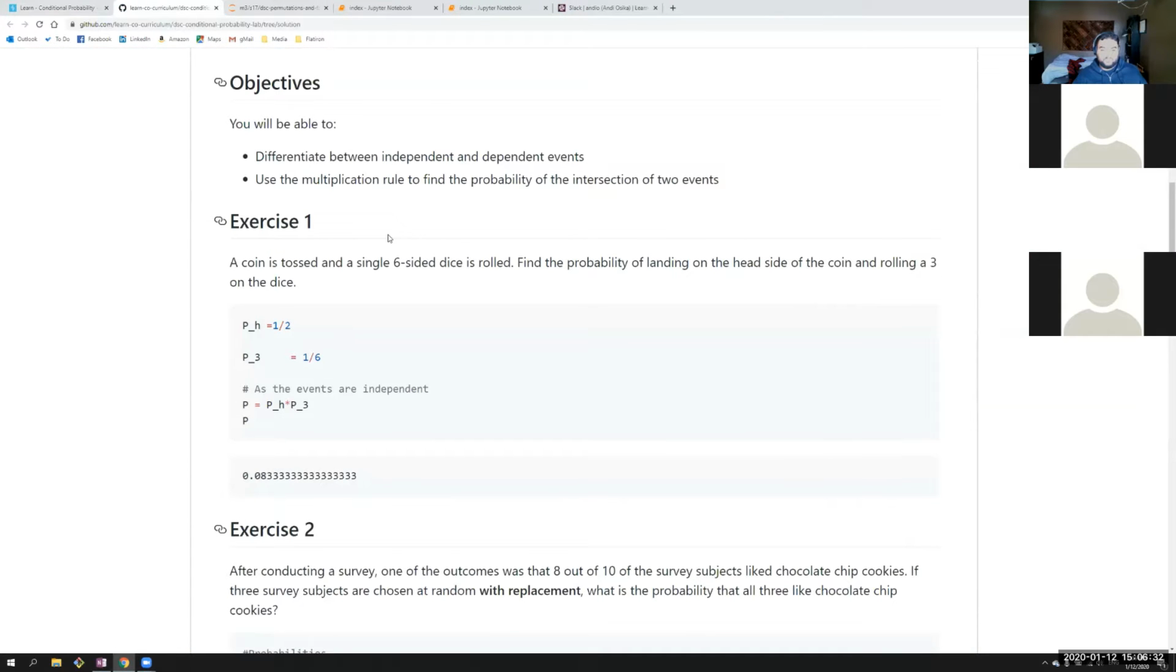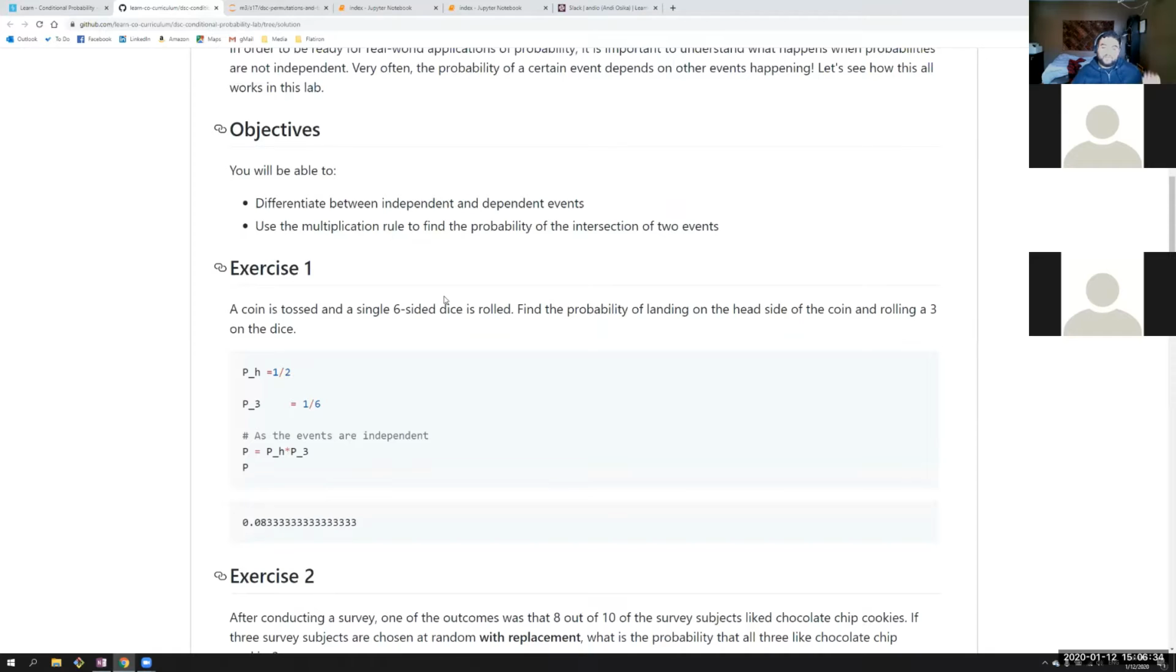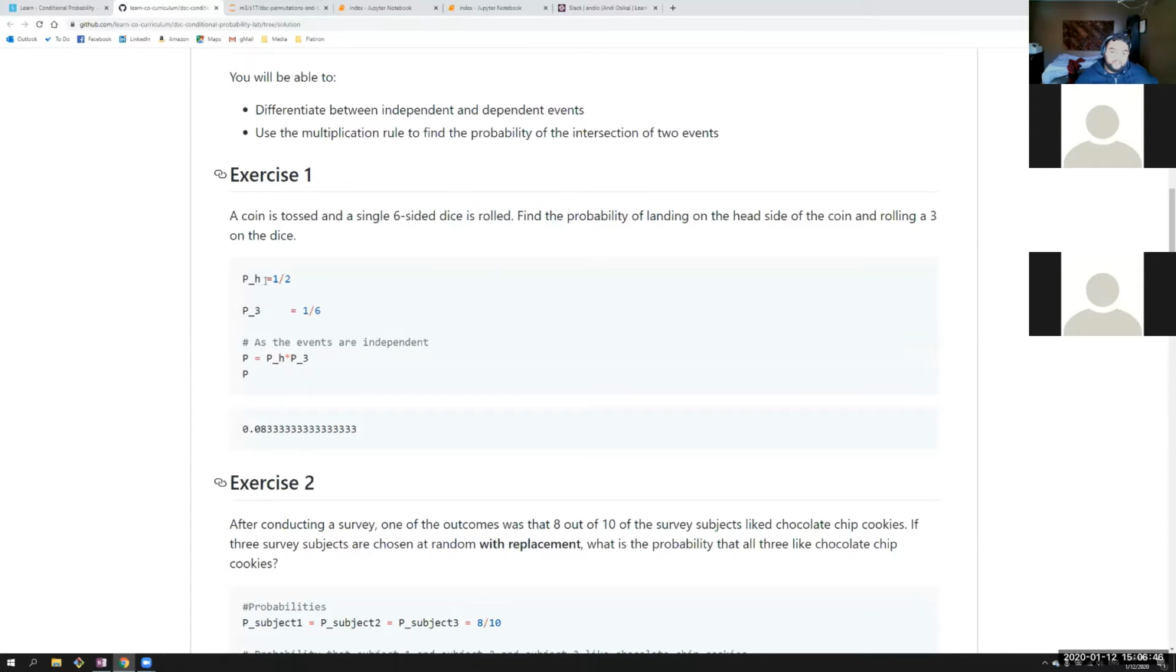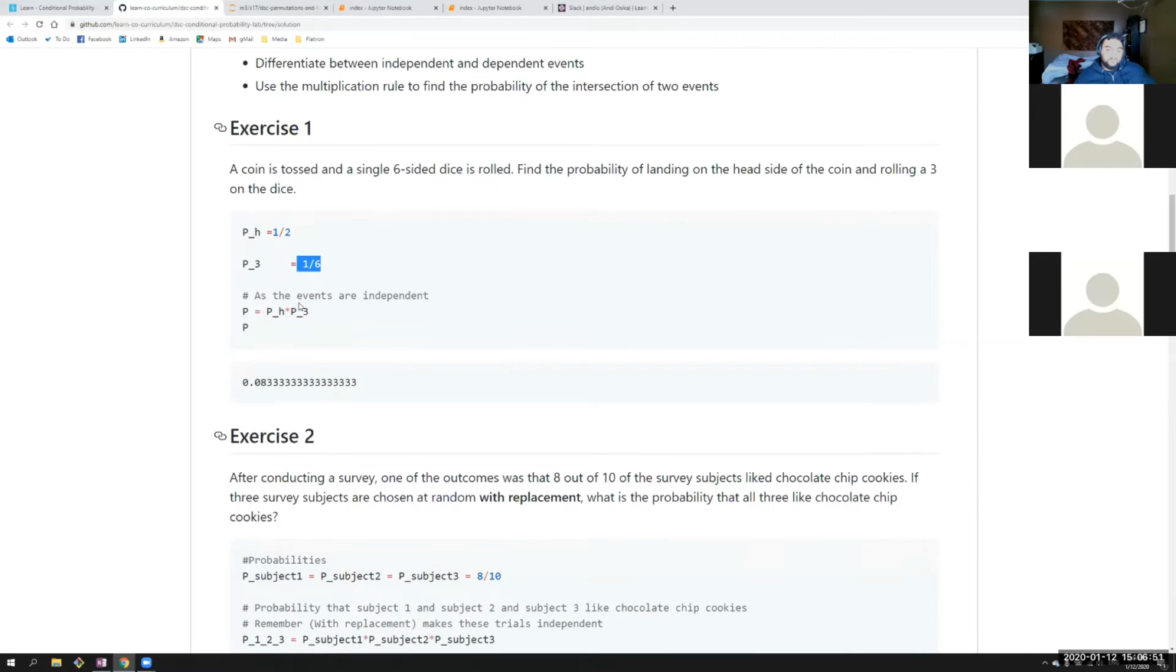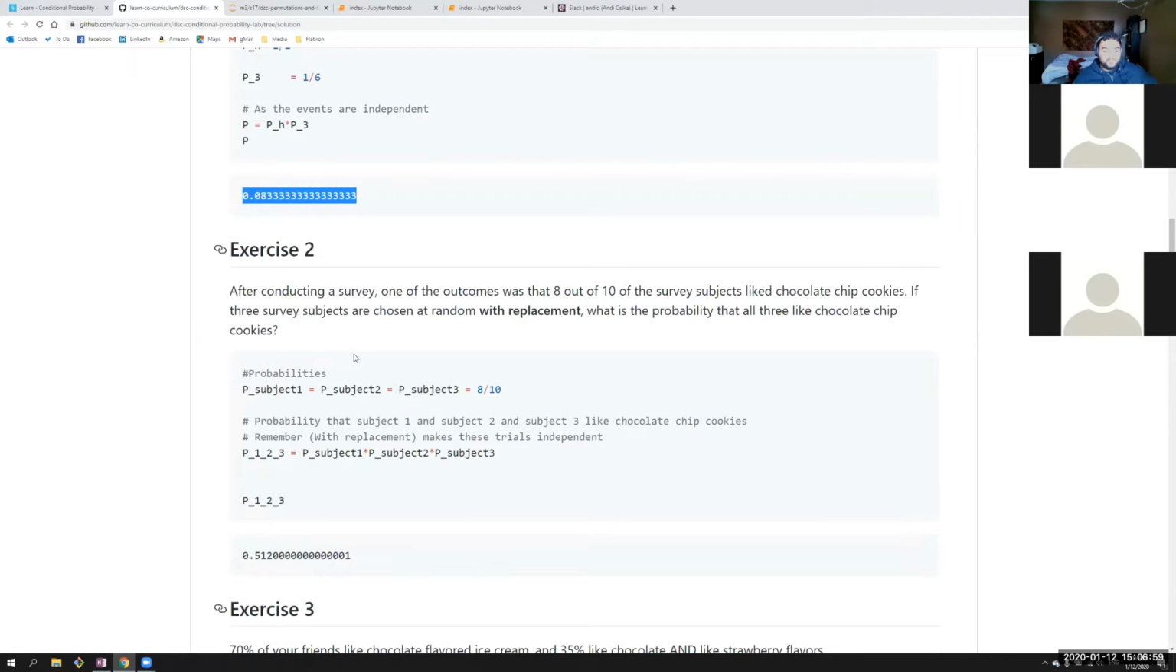A coin is tossed and a six-sided dice is rolled. Find the probability of landing on the head side of the coin and rolling a 3 on the dice. The probability that you'll get a heads is 1 out of 2. The probability that you'll get a 3 is 1 out of 6. All the events are independent, so you just multiply those two. That gives you your probability. Pretty straightforward. Let's keep going.